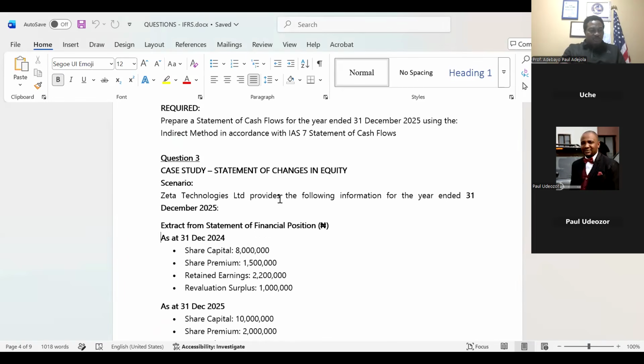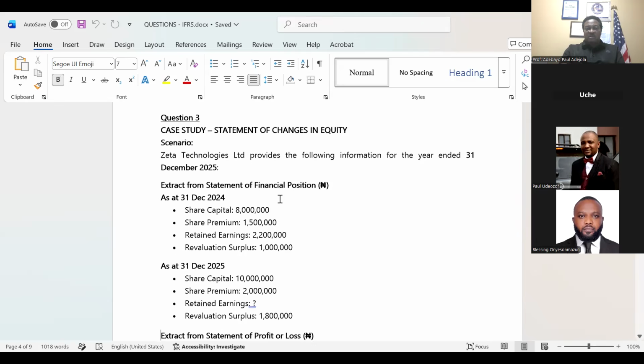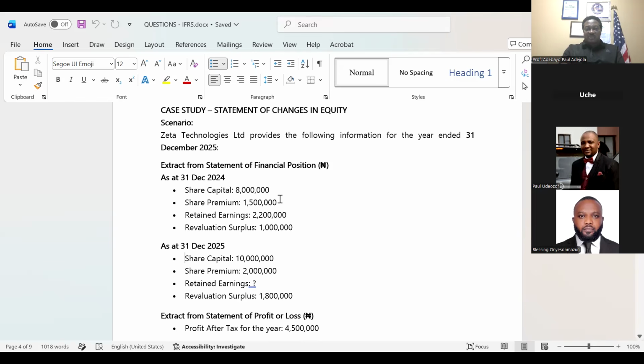Extract from statement of financial position. Can you see share capital 8 million? That's as at when? So at 31st December 2024. Share capital is how much? 8 million. Share premium 1.5 million. Retained earnings 2.2 million. Revaluation surplus 1 million. Then, as at the end of 2025 now, share capital 10 million, share premium 2 million, retained earnings blank, then revaluation surplus 1.8 million.